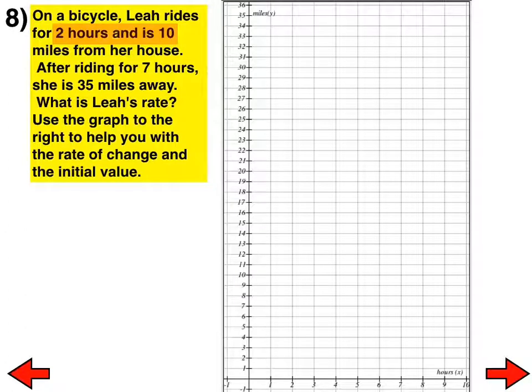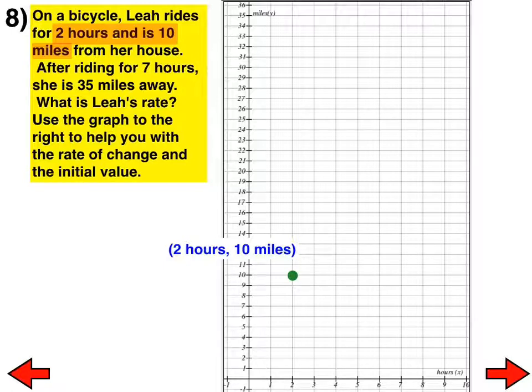All right, number 8. On a bicycle, Leah rides for 2 hours and is 10 miles from her house. Well, that represents the ordered pair 2 hours, comma, 10 miles. Now I know that because look at the x-axis. The x-axis has a label of hours, and look at the y-axis. It has a label of miles. So that's how I know it's hours first, comma, then miles. So we can plot that ordered pair 2, comma, 10.